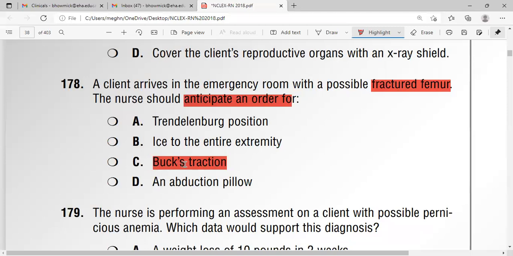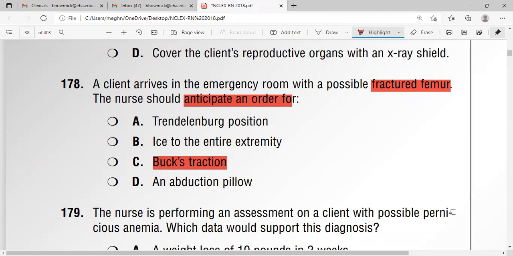So the client with a fractured femur will be placed in Buck's traction to relieve the leg and decrease the spasm and pain. The Trendelenburg position is the wrong position for a client who has a fractured femur. So answer A is incorrect. Ice might be ordered after the repair, but not for the entire extremity. So answer B is incorrect. The abduction pillow is ordered after total hip replacement, not for the fractured femur. Therefore, answer D is incorrect.